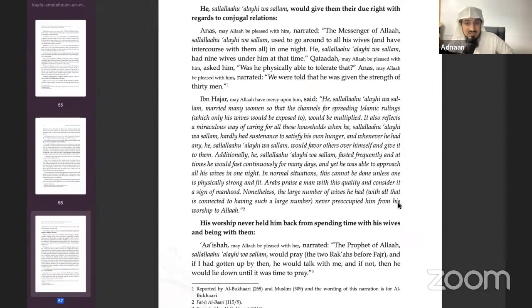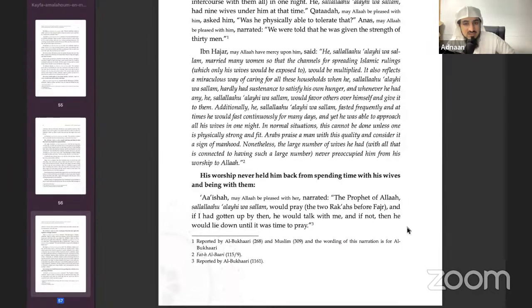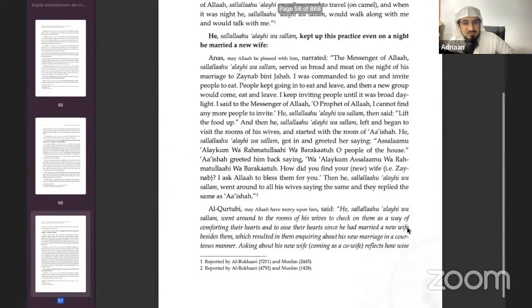Nonetheless, the large number of wives he had, with all that is connected to having such a large number, never preoccupied him from his worship to Allah. His worship never held him back from spending time with his wives and being with them. Aisha radiallahu anha narrated, the Prophet of Allah sallallahu alaihi wasallam would pray the 2 rak'ah before Fajr, and if I had gotten up by then, he would talk with me, and if not, then he would lie down until it was time to pray.